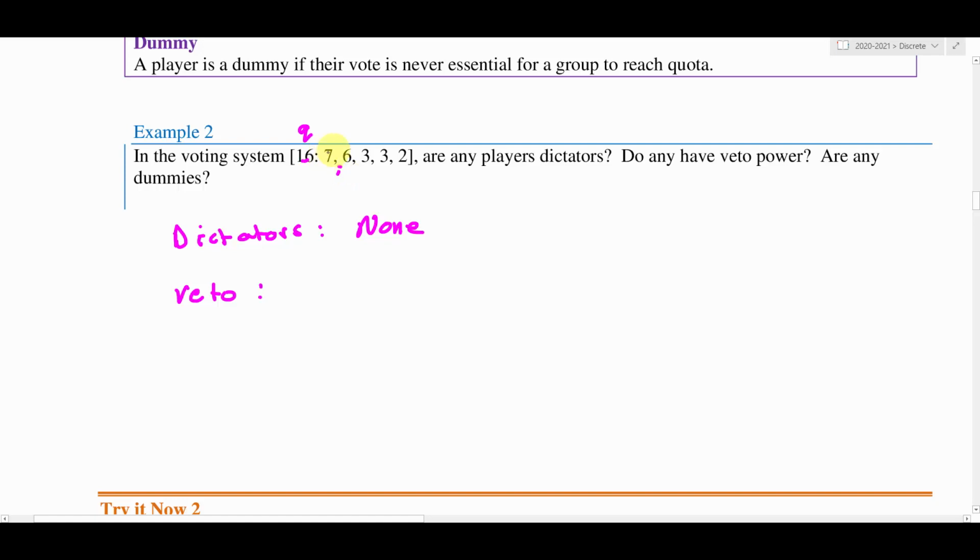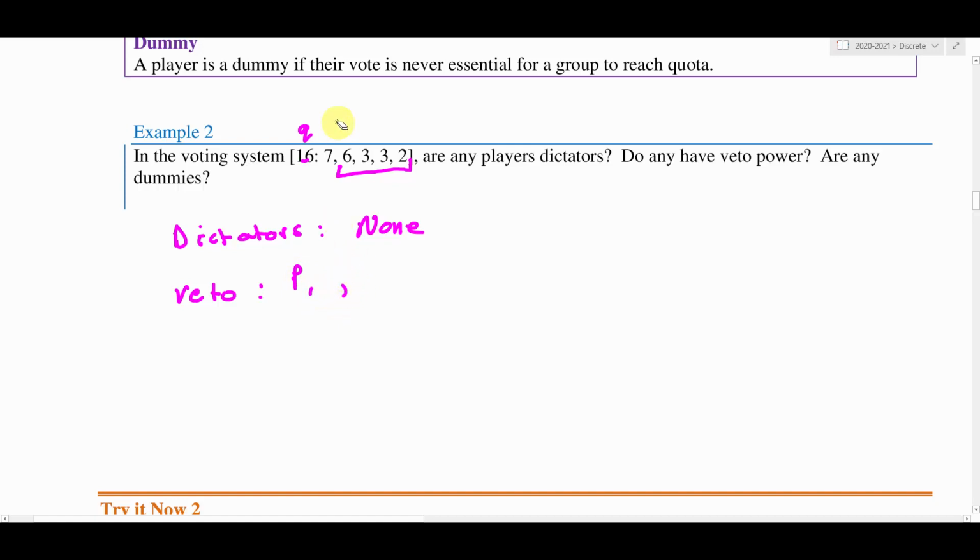Well, let's see. If anyone's going to have veto power, it's probably going to be this 7. There could be more than one person who has veto power, but we can instantly test and see if 7 has veto power by letting these 4 players team up and seeing if they have enough votes by themselves. So 6, 3, that's 9, 9 and 3 is 12, 12 and 2 is 14. So even if the other 4 players in this election teamed up, they would not have enough to reach quota. They would have to get player 1 on board. So player 1 has veto power.